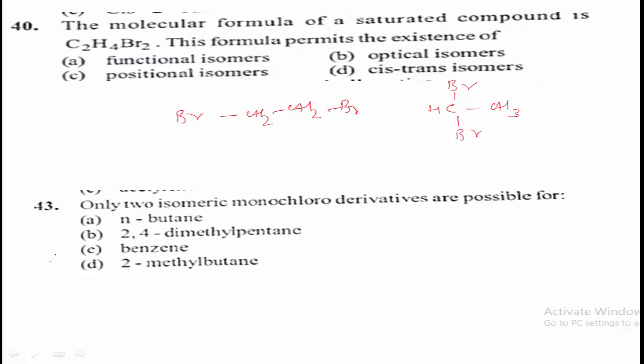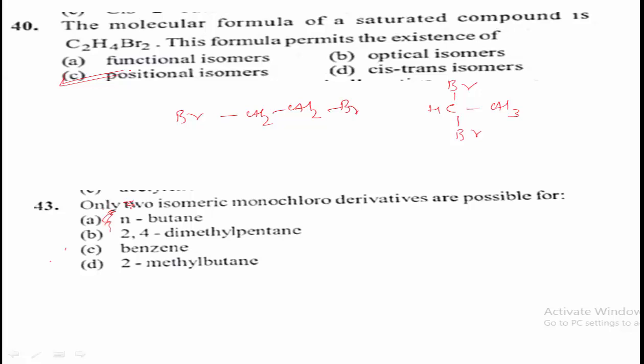Compounds having the same molecular formula but a change in the position of the functional group or particular group. Okay, therefore option C is the right answer. Students, option C, position isomerism or position isomers.